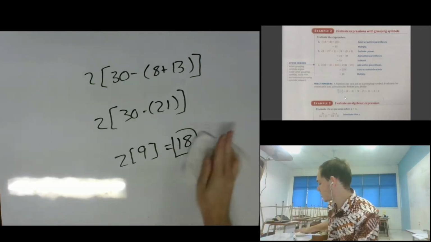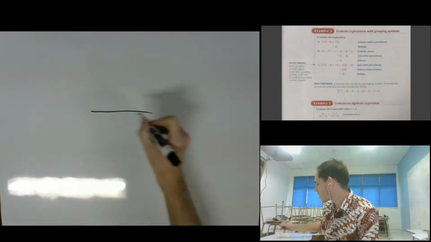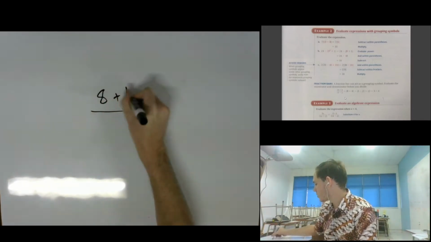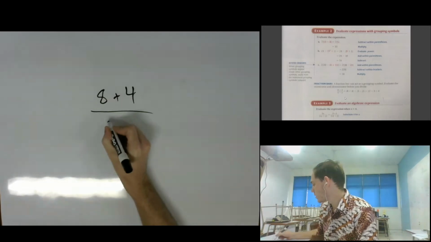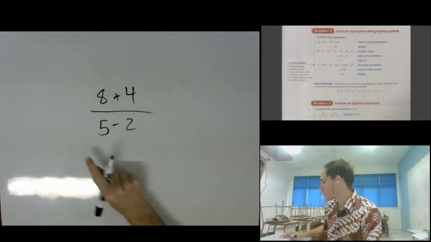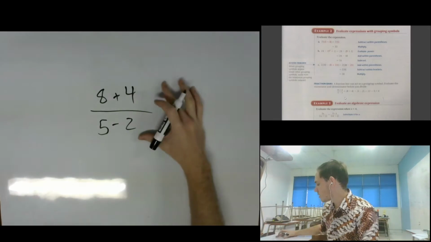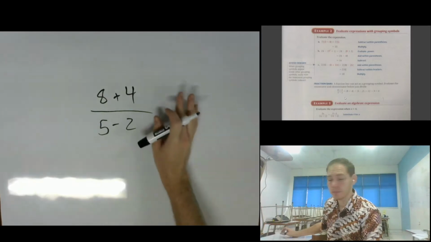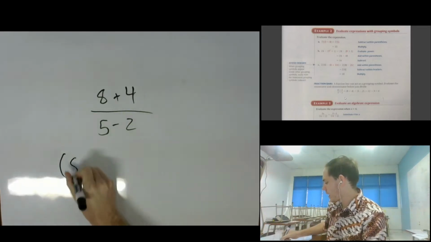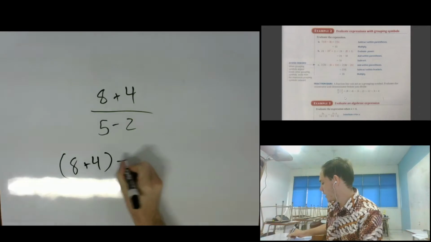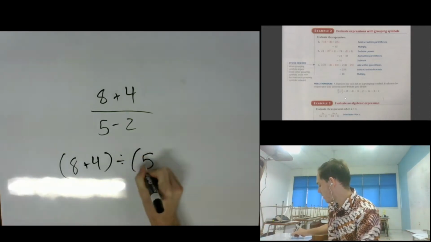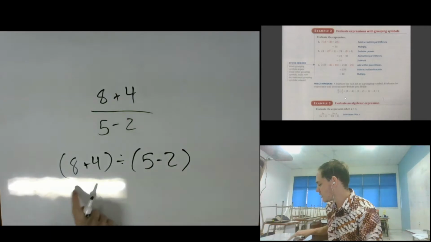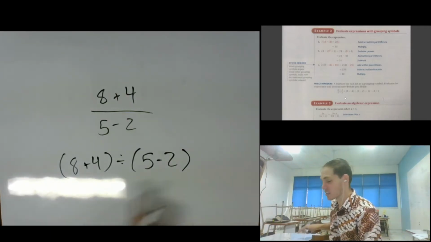What about fractions? Now, fraction bar actually acts as a grouping symbol. It's kind of like its own parentheses. Well, let's look at this for a second. Let's say we have 8 plus 4 over 5 minus 2. Now, you looking at this will kind of solve it naturally. But realistically, what this actually means is we would put 8 plus 4 in parentheses, and we divide it by 5 minus 2, okay? So actually, the top is in its own parentheses, the bottom is in its own.